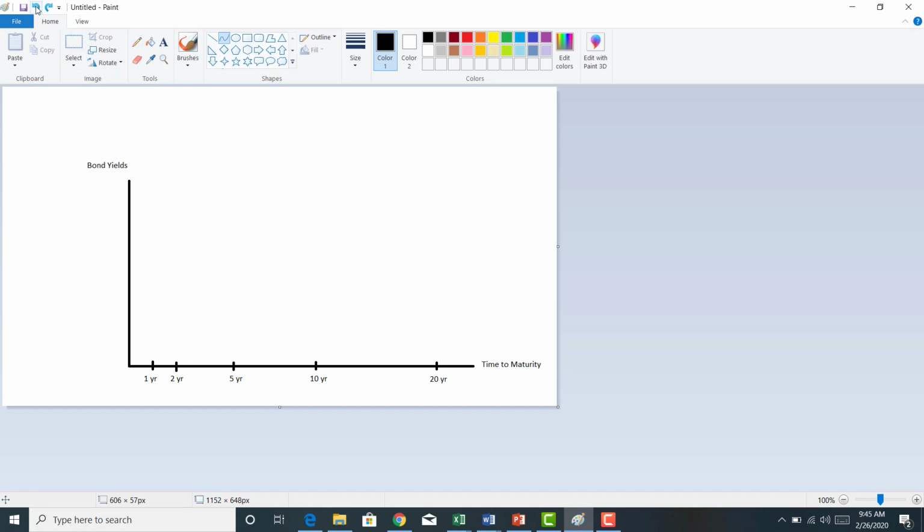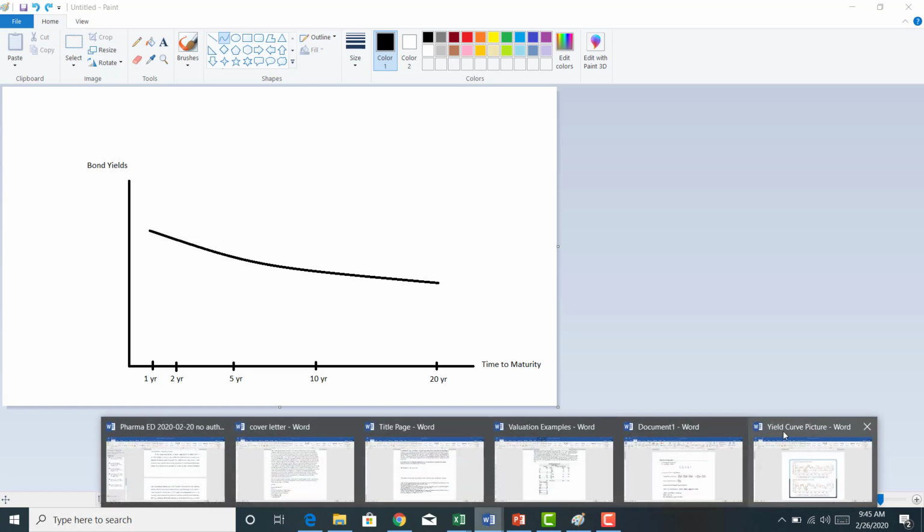In rare cases, we have something called an inverted yield curve. In this case, short-term interest rates become so high that they actually exceed the yields on longer-term bonds. When the yield curve becomes inverted, this is a bad sign for the economy. Let me show you some data here.